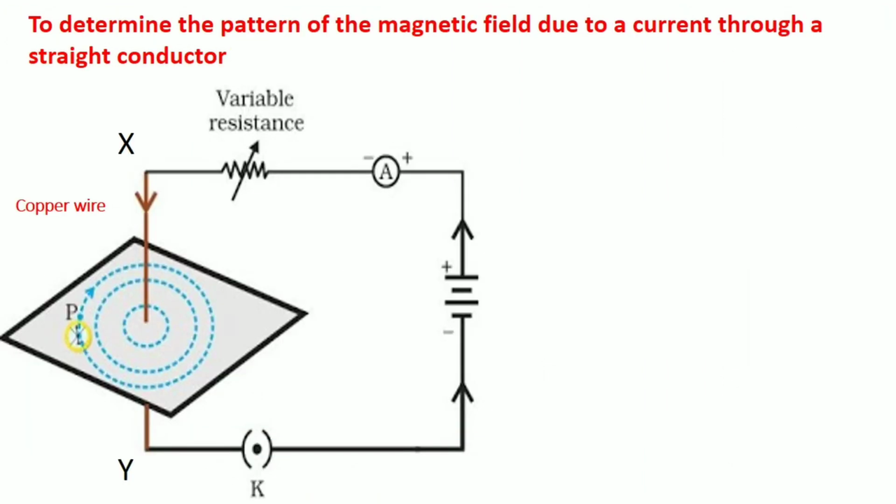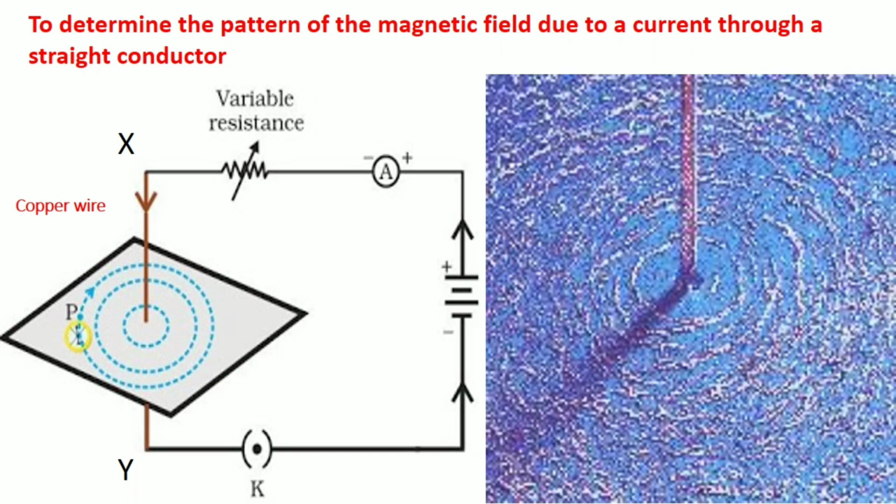Let's conduct another activity to determine the pattern of the magnetic field due to a current through a straight conductor. First, insert a thick copper wire through the center normal to the plane of a rectangular cardboard. Connect the copper wire vertically between the points X and Y. Connect it in series with a battery, a plug key, a variable resistance and an ammeter. Allow the current to flow through it and gently tap the cardboard.